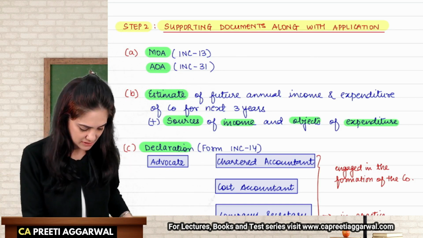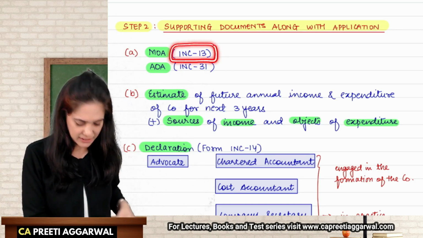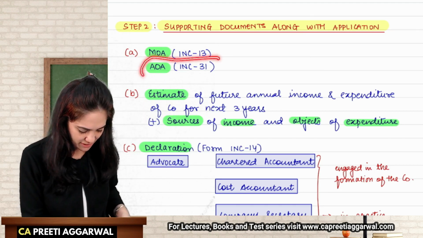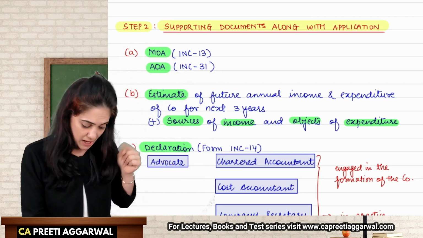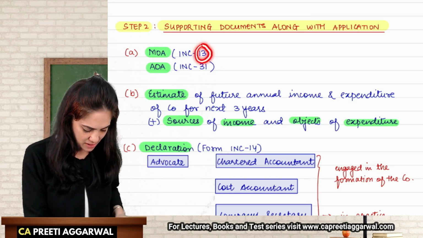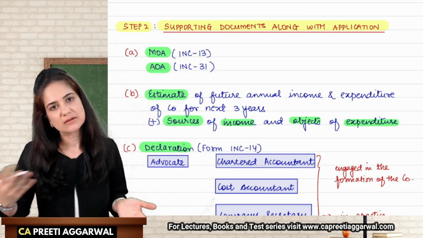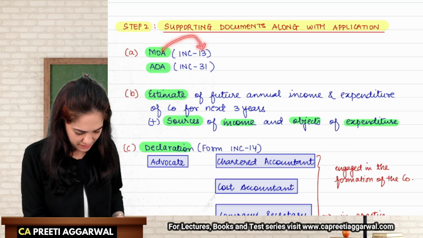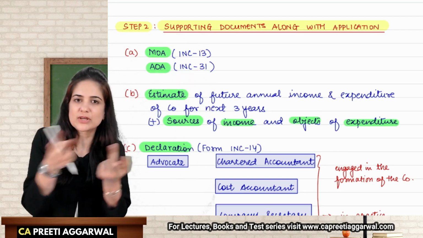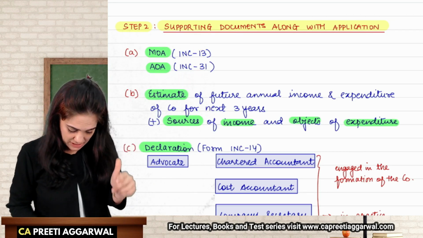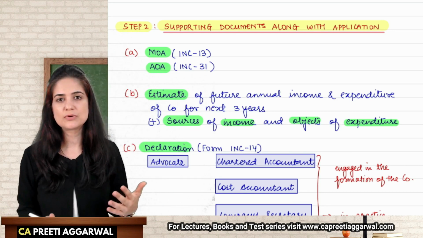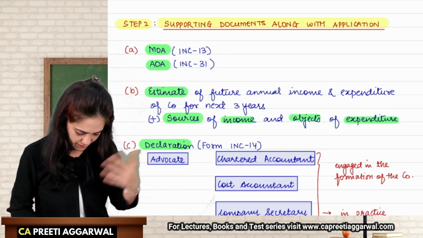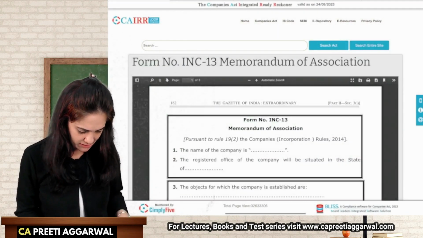Now, memorandum is given in INC 13 and articles are to be filed in INC 31. It is so easy to remember. MOA INC 13, articles INC 31. Yes, MOA INC 13 and articles is the reverse of that, 31. Now let us go through. When you see these documents, you will be able to imagine the incorporation process. So the first thing that I need is MOA and AOA.